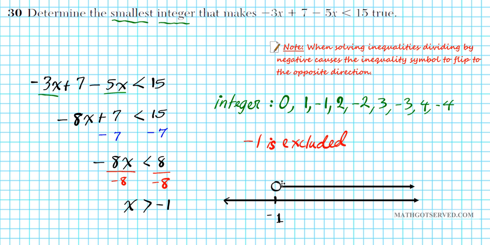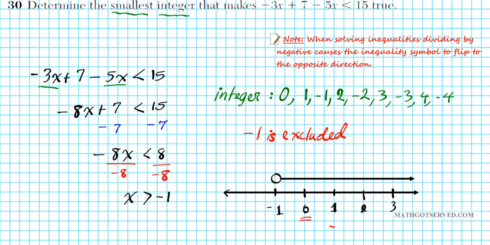If it were a closed circle, guess what? That would be the answer. So let's go ahead and list the integers that show up after negative 1. We have 0, and then we have 1, 2, 3. So out of all these integers, if we're going forever, which is the smallest one that fits in this number line or this inequality? The answer is 0. 0 is the smallest integer that's bigger than negative 1.